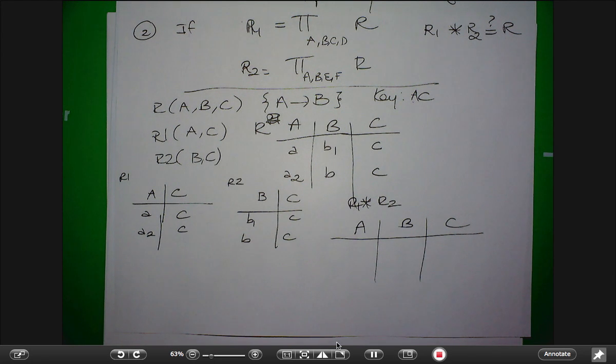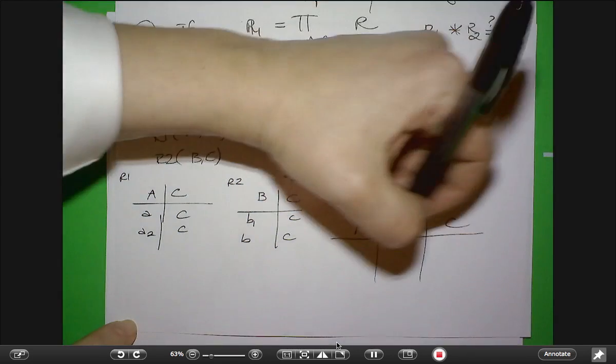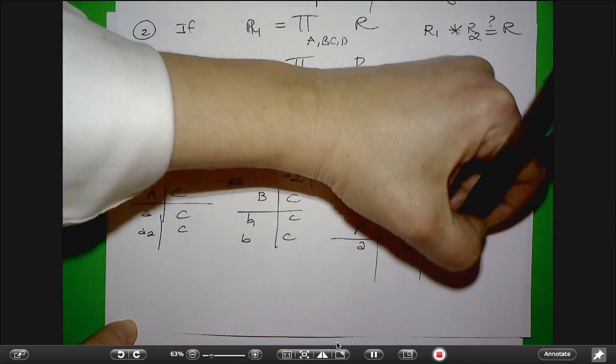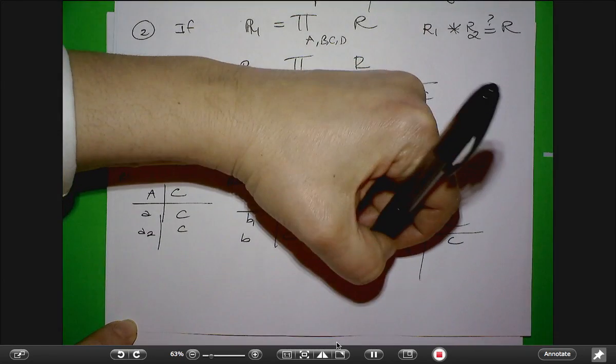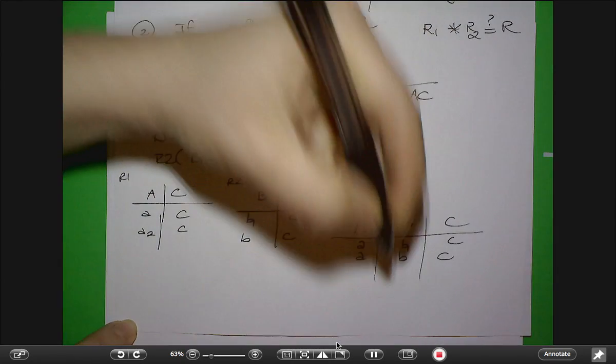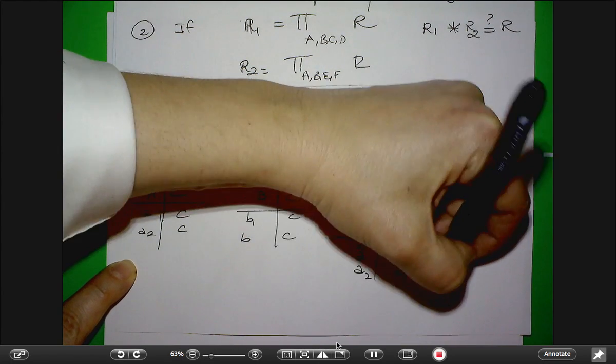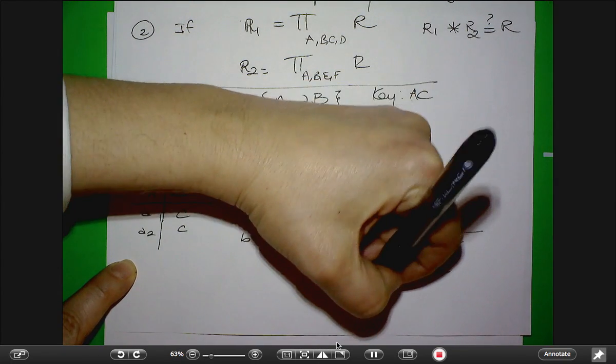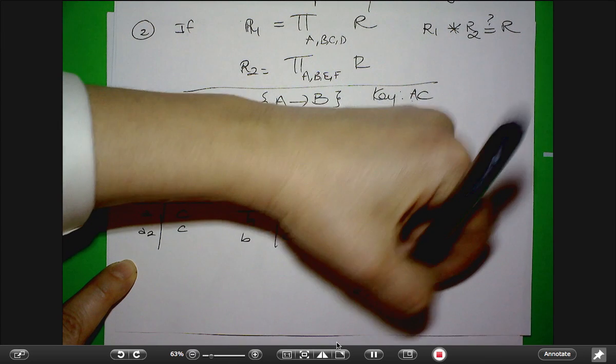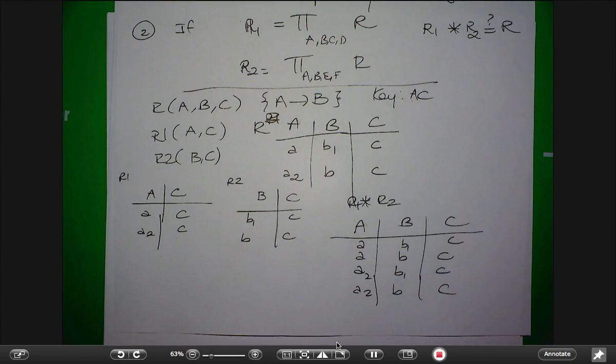C is the common attribute. So I will get A, B1, C, and A, B, and C. Then I will get A2, B1, C, and A2, B, and C. Did I get the same result?